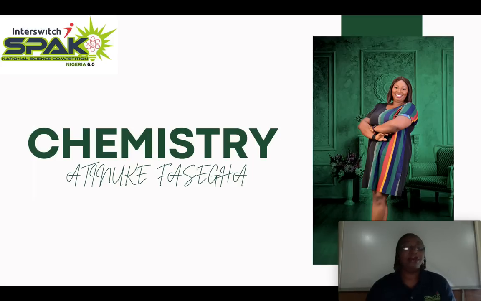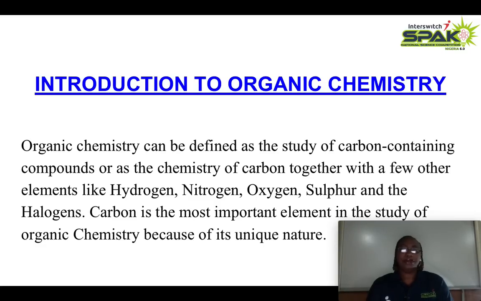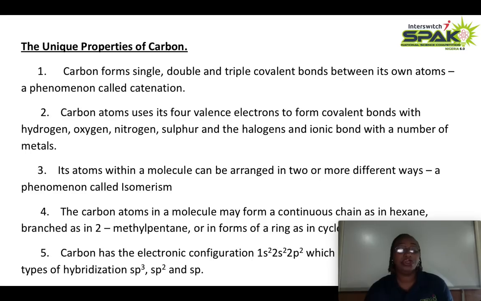So today we'll be looking at organic chemistry. Organic chemistry is the study of carbon-containing compounds, the chemistry of carbon together with a few other elements like hydrogen, oxygen, sulfur, and the halogens. Carbon is the most important element in the study of organic chemistry, and it is unique in different ways. Let's look at the ways in which organic carbon is unique.